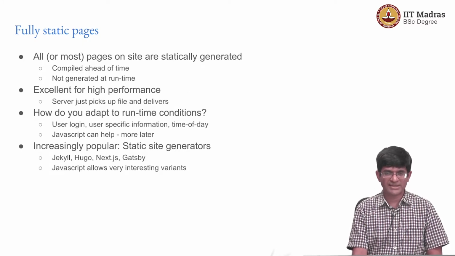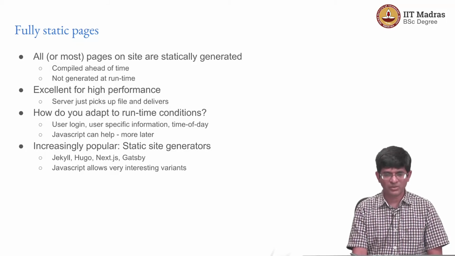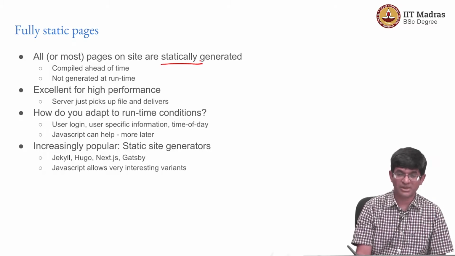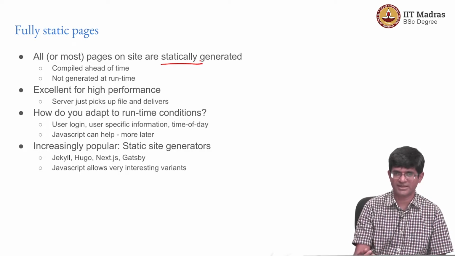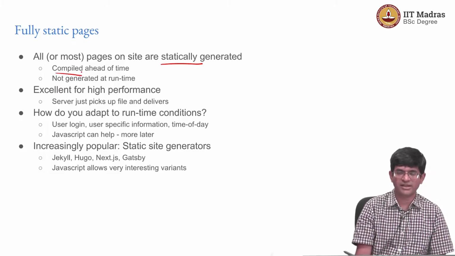So the first mechanism, in some sense, that I can use in order to deliver a website is to use something called fully static web pages, okay, where all or at least most of the pages on the site are statically generated. Now, what does statically generated mean? It means that at the time that a user makes a request, the server does not need to do any processing. It just pretty much can take content that is already available, usually in a file, and deliver it to the end user, right? So no processing needs to be done, which means that the pages are compiled ahead of time and not generated at runtime.